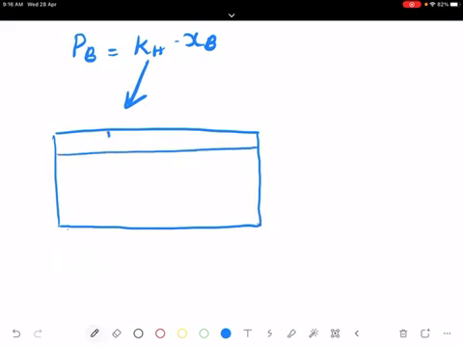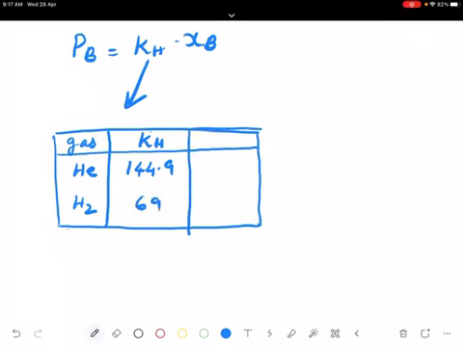Now I'm taking two gases, helium and hydrogen. I am giving the KH value at a particular temperature. The KH value for helium is 144.9, and for hydrogen 69. At a particular temperature, 293 Kelvin.